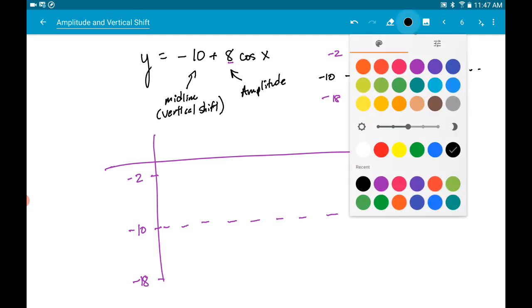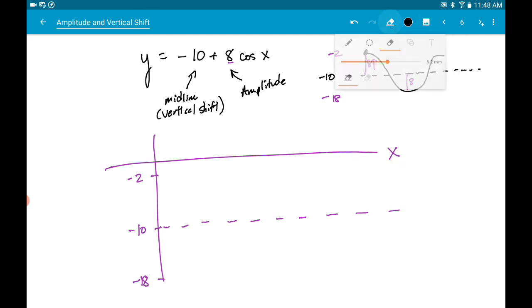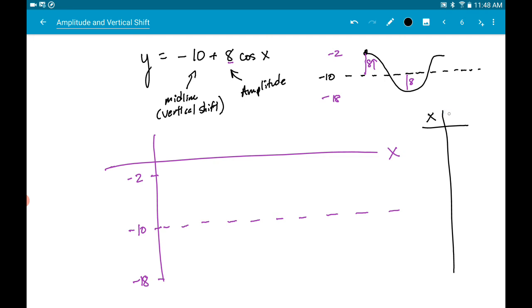Don't forget, with all of these, you could also make a t-chart. I won't do the whole thing because we're trying to be efficient with it. But if I have this function, x, and then I have this function -10 plus 8 cosine x, if you plug in a 0, it would be -10 plus 8 cosine 0. But cosine 0 is 1. So you'd have -10 plus 8, which is -2. So that means 0, -2 is a point on your graph.